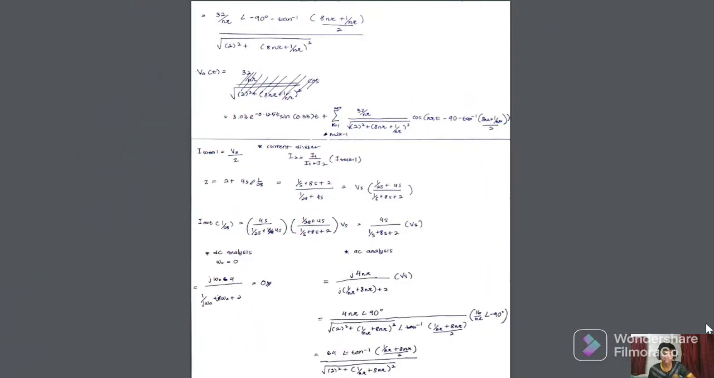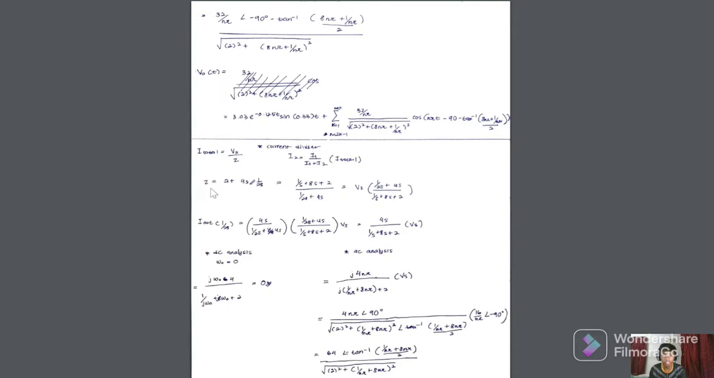My name is Muhammad Adam Radaris, and I will present about circuit analysis using Fourier series, and I will do the current analysis. So the equation for I total is equal to Vs divided by Z. So this is the formula for current divider, which is I2 equal to I1 divided by I1 plus I2 multiplied with I total. So we want to find Z.